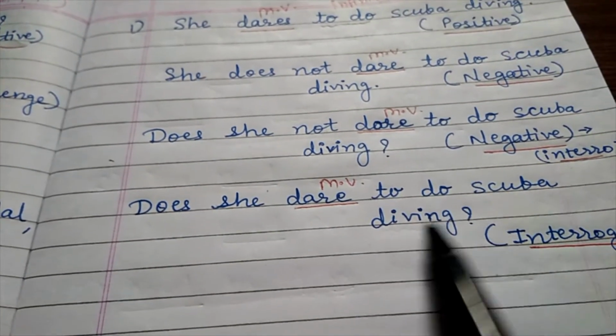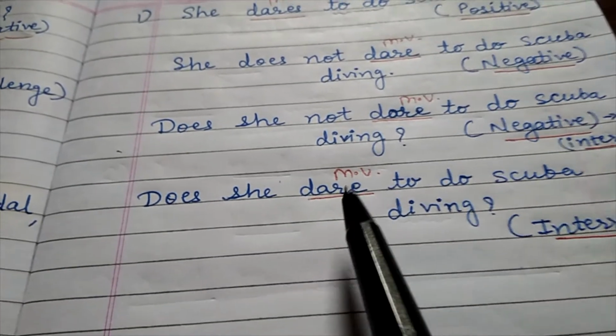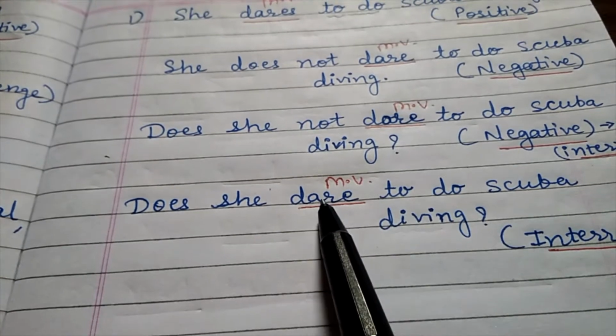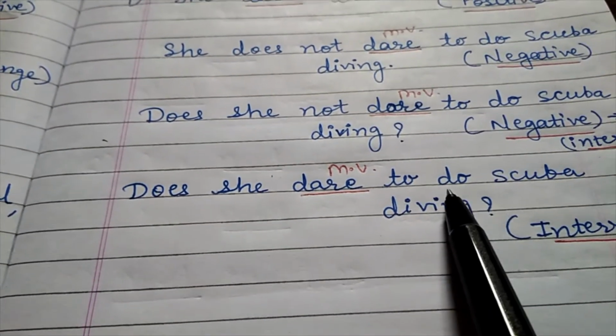Does she dare to do scuba diving? This is also an interrogative sentence. And dare acts as main verb here. So after main verb, to do infinitive is used.